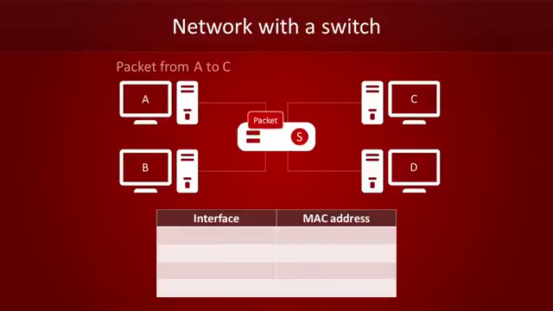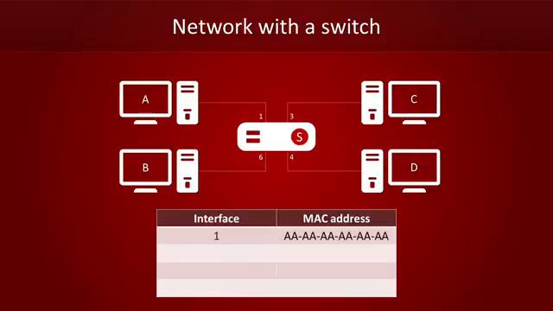At this point, the switch does not know where C is, so it will just behave like a hub and flood everything. But it's learning. By checking the MAC address in the packet sender field, it learns that computer A can be found on port 1. It will store this information in its switch table.